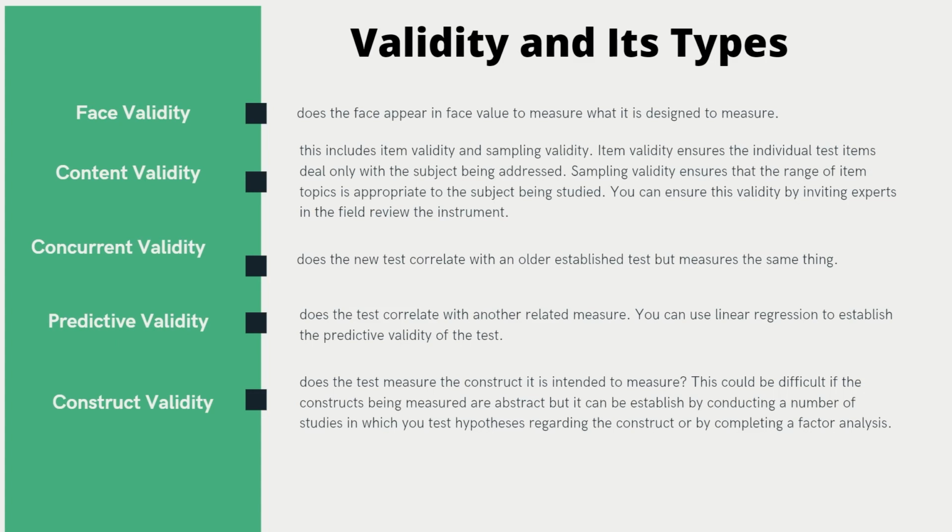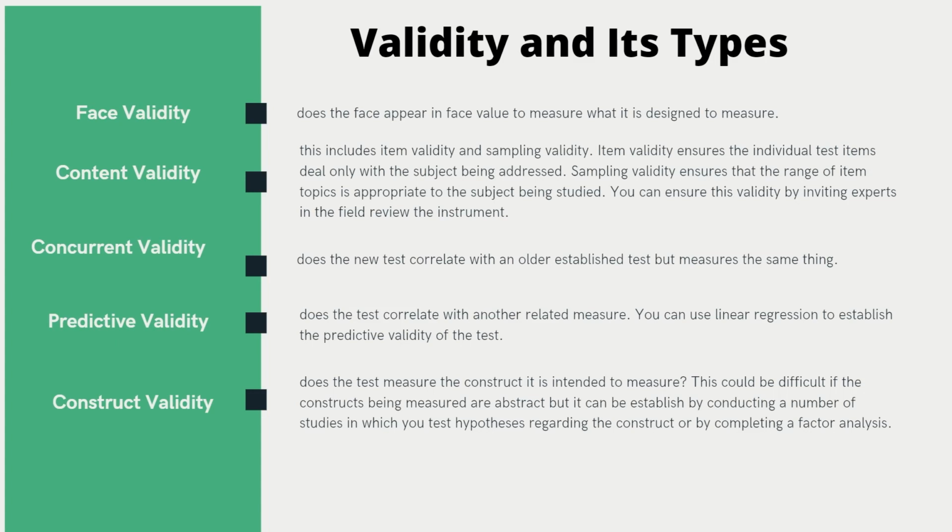Then we have predictive validity. Does the test correlate with another related measure? You can use linear regression to establish the predictive validity of the test. All right, so we also have construct validity. Does the test measure the construct it is intended to measure? This could be difficult if the constructs being measured are abstract, but it can be established by conducting a number of studies in which you test hypotheses regarding the construct, or by completing a factor analysis.